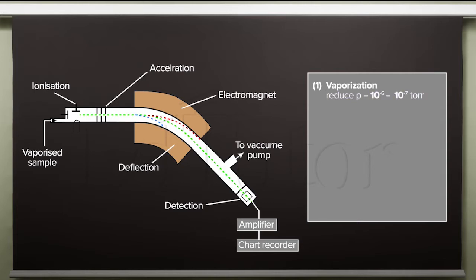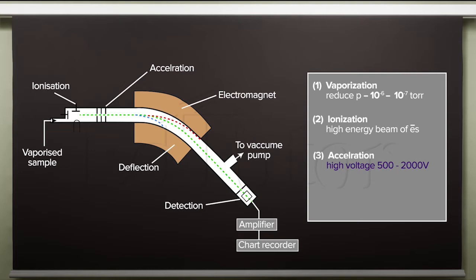Next, the vapors enter the ionization chamber where they are bombarded with high-speed electrons to form positively charged ions. You see, this is how atoms of elements are ionized. Now, these ions will have different masses. The third step is the acceleration of these positive ions. But how can we achieve that?